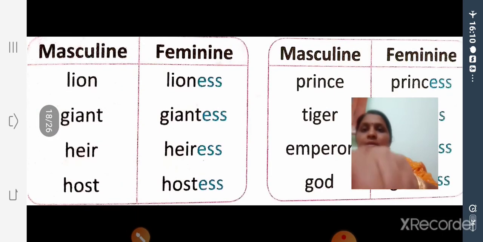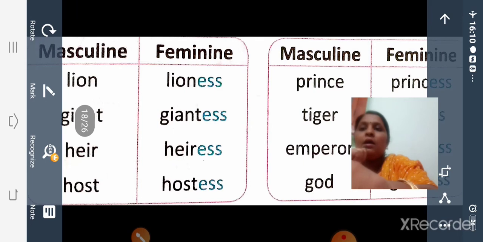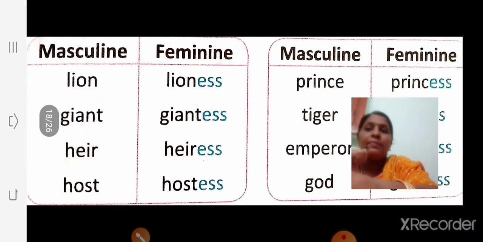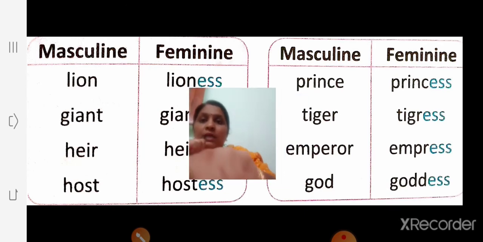Okay, then some more examples are given here. Lion, lioness, giant, giantess, then heir, heiress, host, hostess, prince, princess, tiger, tigress, emperor, empress, god, goddess. So all these are formed by the rule that by adding ess to a word, we can form its feminine gender.